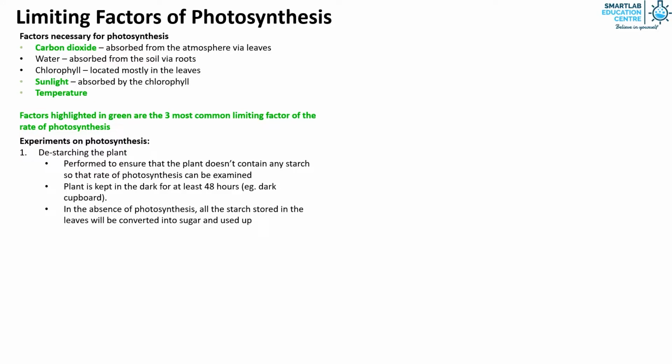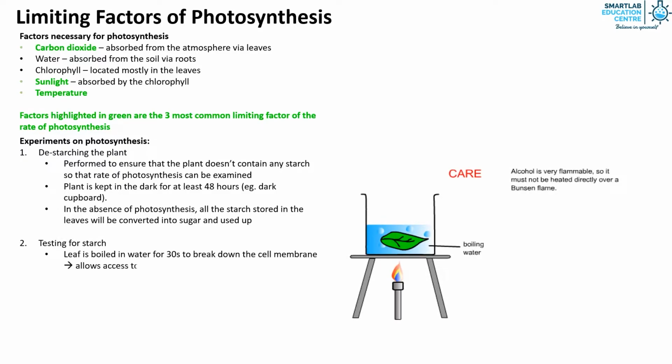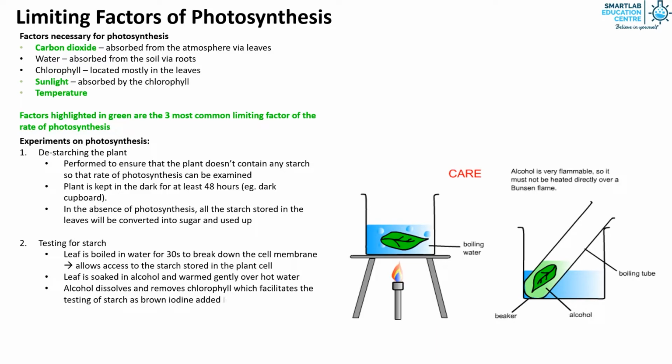For the testing of starch, the leaf is boiled in water for 30s to break down the cell membrane. This is to allow access to starch stored in the plant cell. Next, the leaf is soaked in alcohol and warmed gently over hot water. The alcohol dissolves and removes chlorophyll, which facilitates the testing of starch, as brown iodine added in the presence of green-colored chlorophyll can be seen to be black.